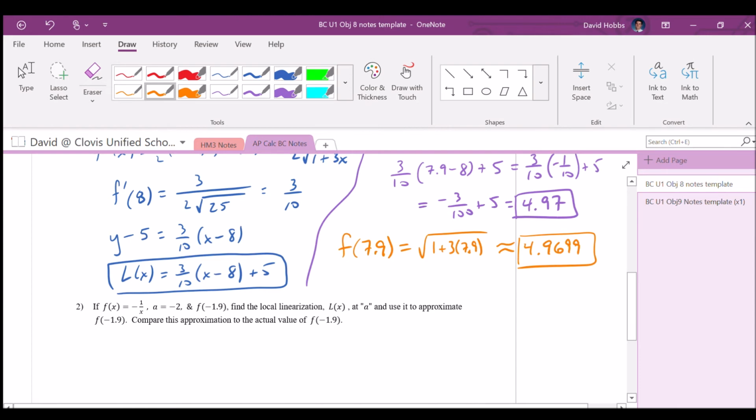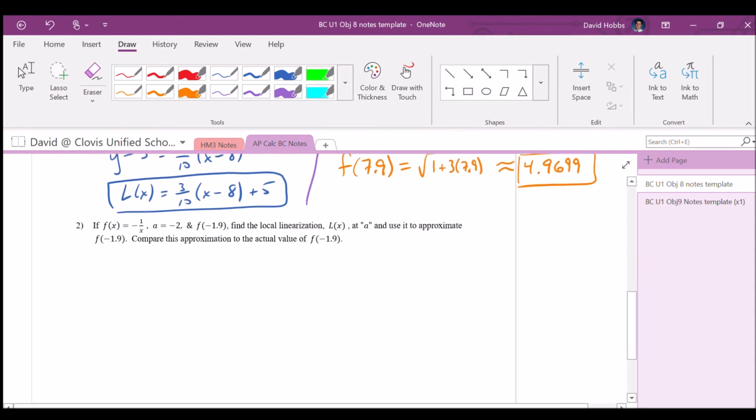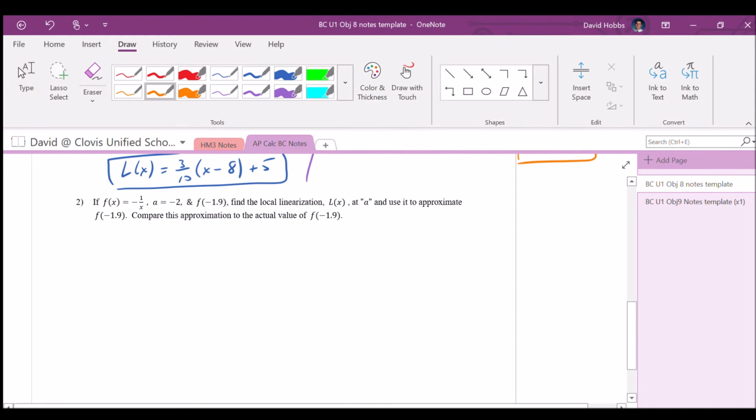Okay, so that's really what we're doing with this problem. We're going to try one more right now. Okay, so f of x equals -1/x, and a is -2, and we're doing f of -1.9, and so on. Basically the same process we just did on this other one.